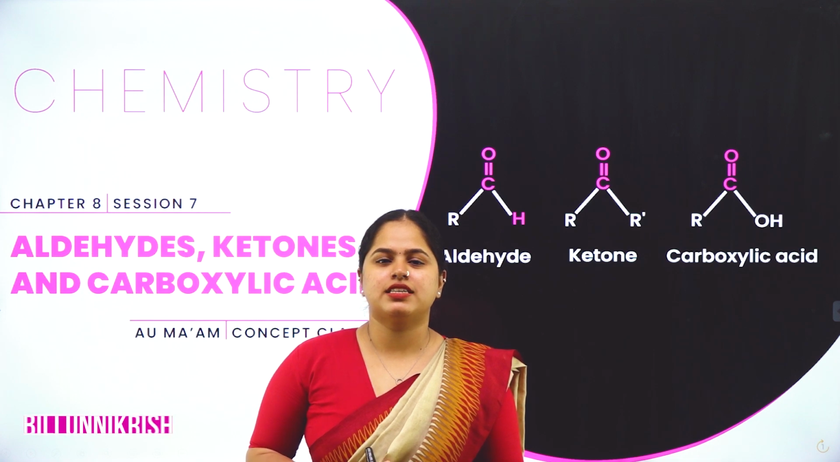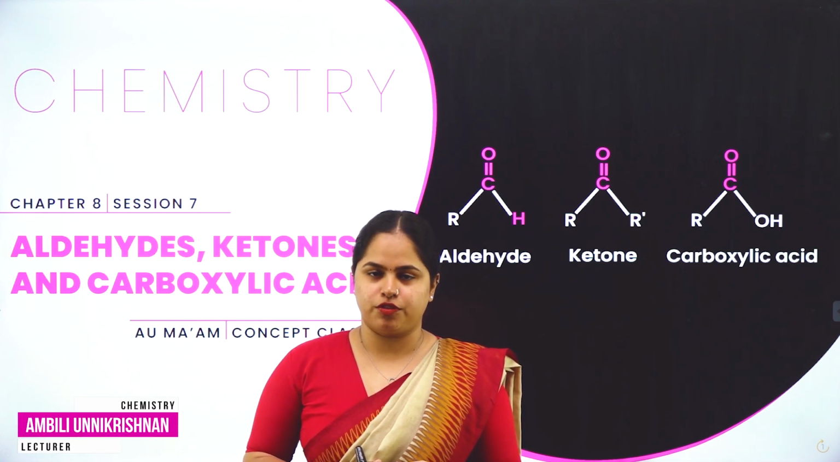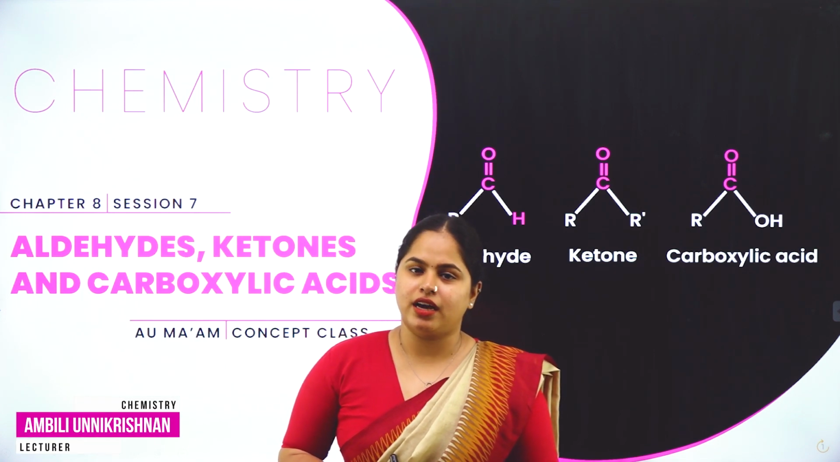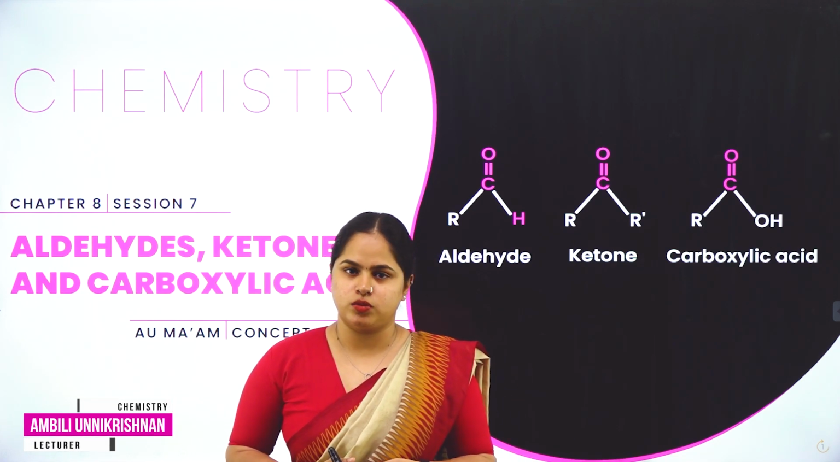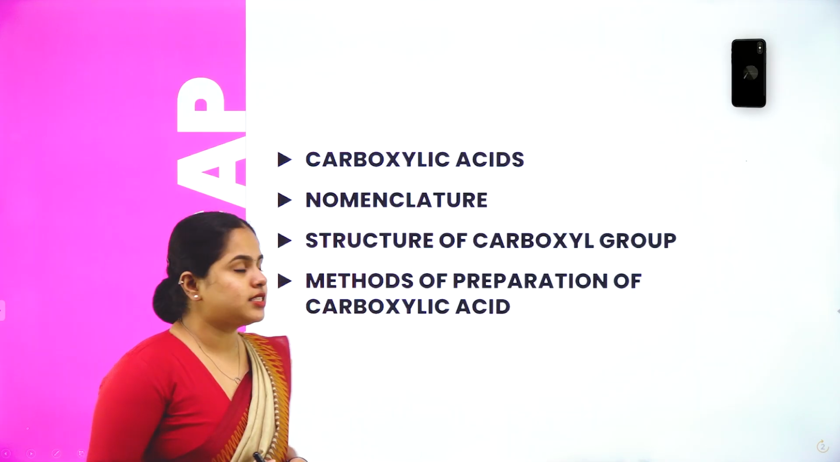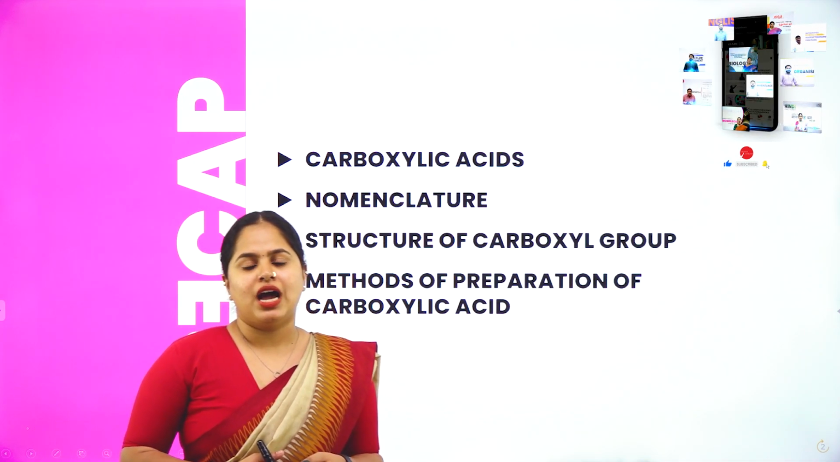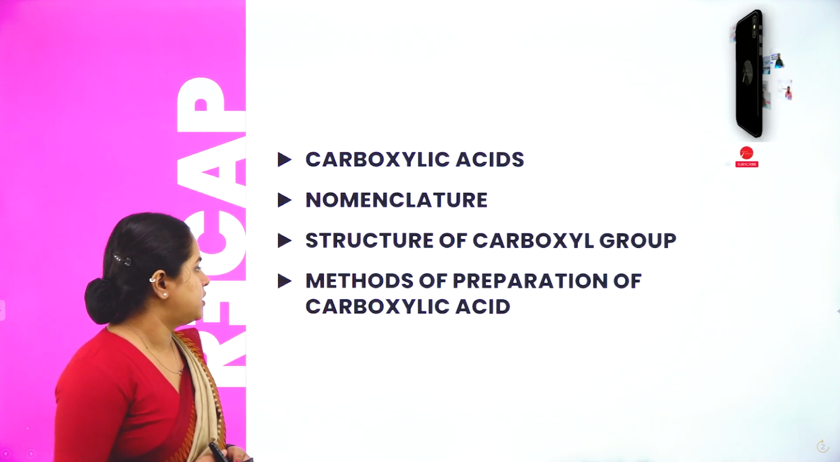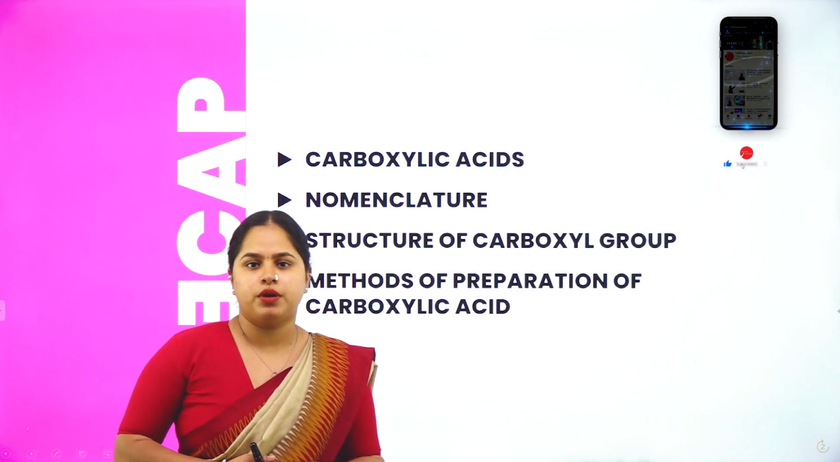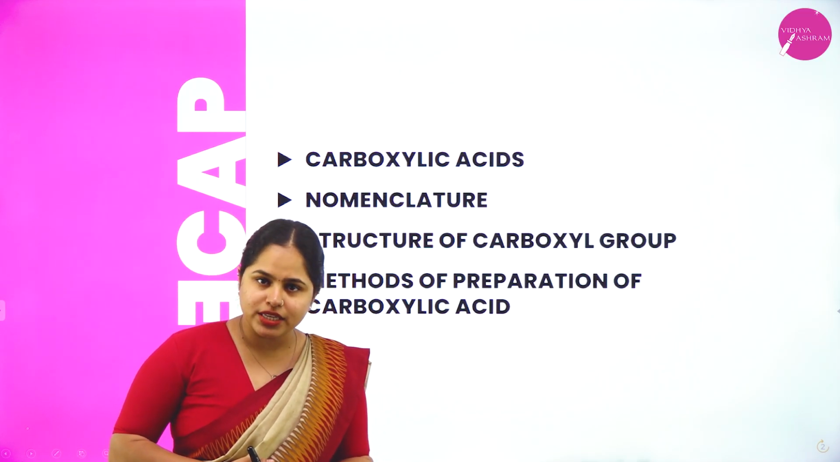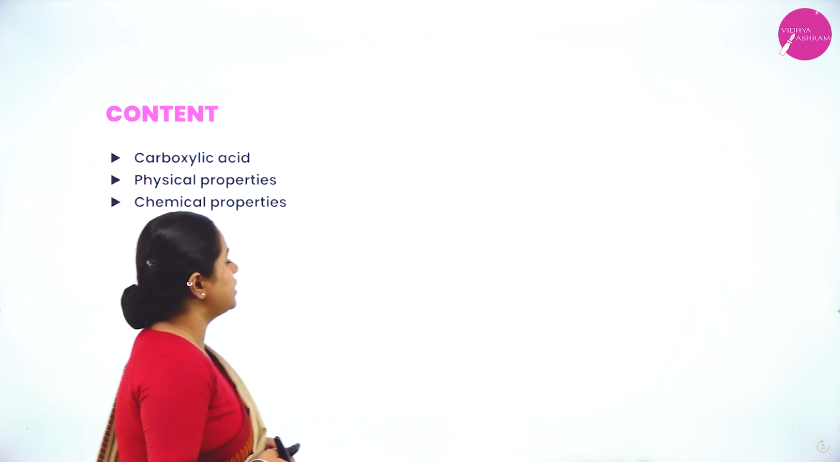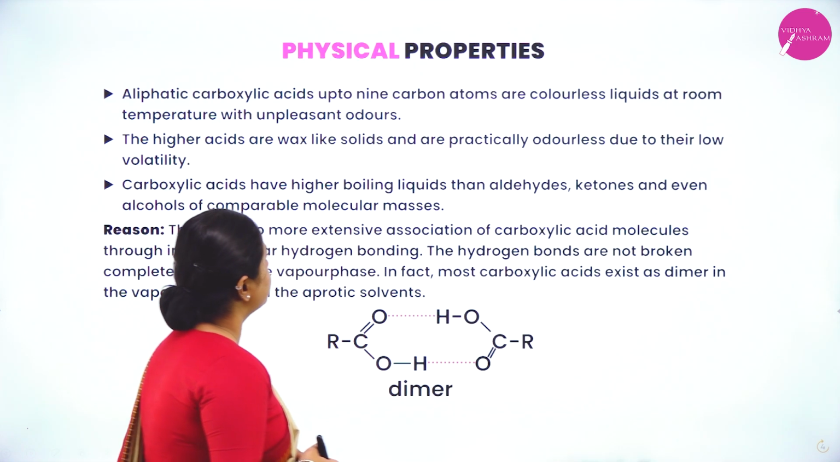Hello everyone, this is Ambali Unnikrishnan from the Department of Chemistry. Today I am back with the last session of the chapter Aldehydes, Ketones and Carboxylic Acids. In the last session we started with carboxylic acids, the last part of the chapter, and we discussed the nomenclature as well as the methods of preparation of carboxylic acid. In today's session we are going to see the physical properties and chemical properties of carboxylic acid, beginning with the physical properties.